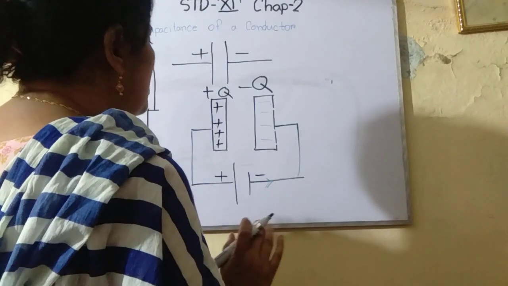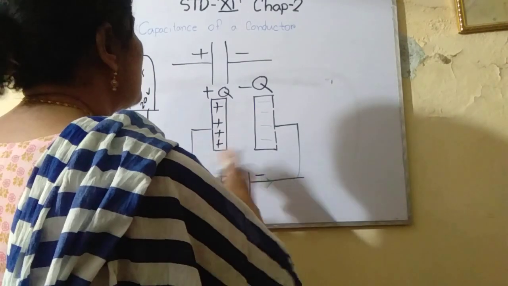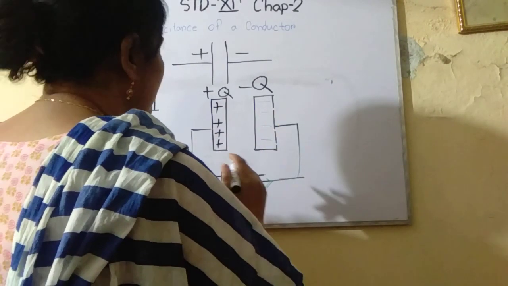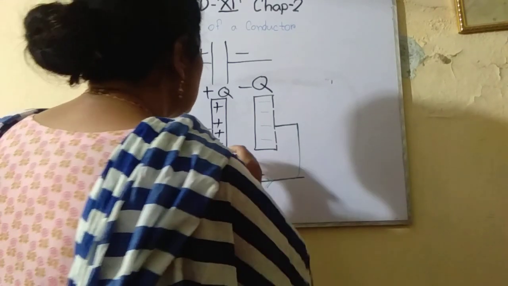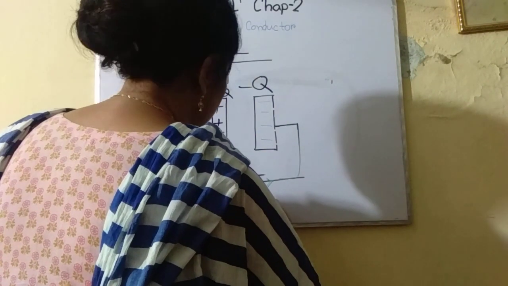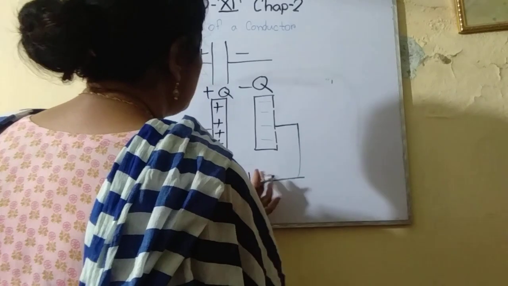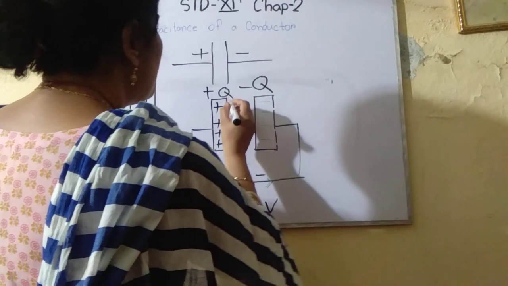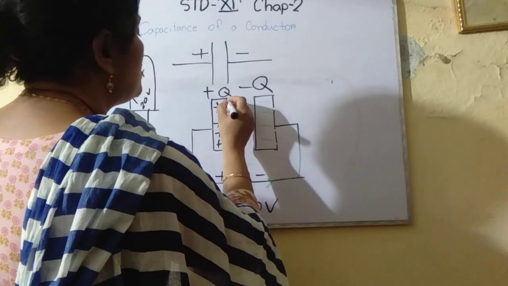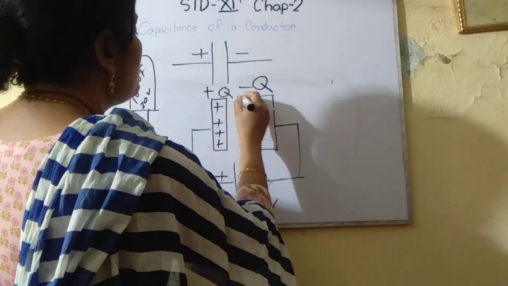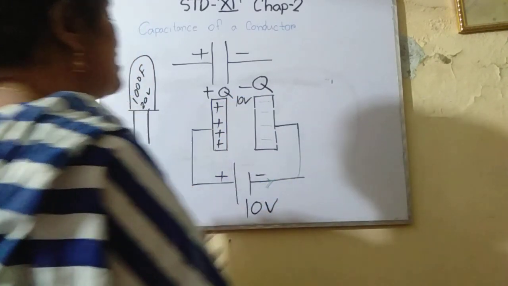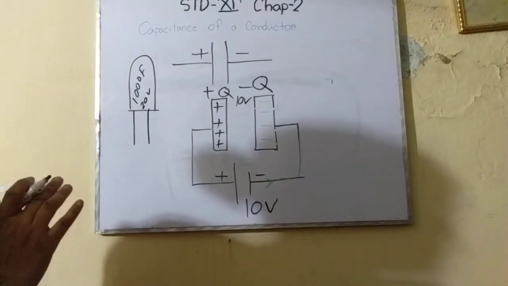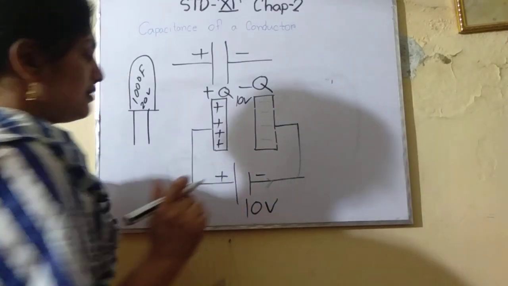And you can tell me up to when this charging will go on. Yes, that is a nice question. Suppose the potential difference at the two ends of this battery, that means the voltage, is 10 volt. So when the voltage between these two plates is 10 volt, up to then the charging will occur. Do you understand, yes, students?